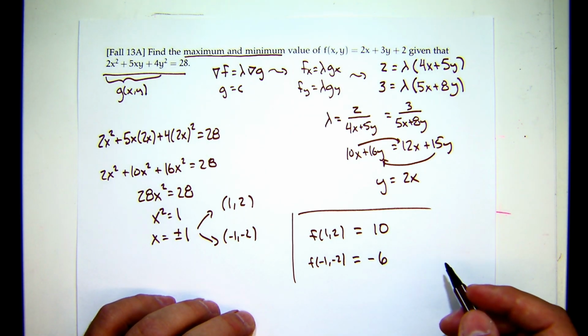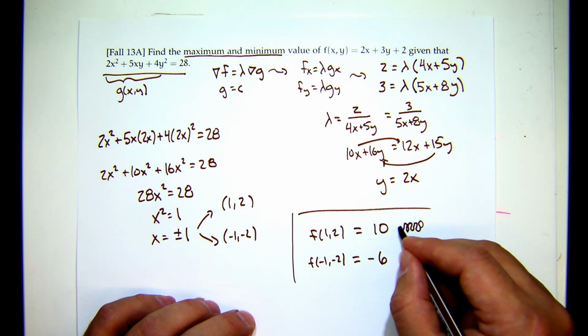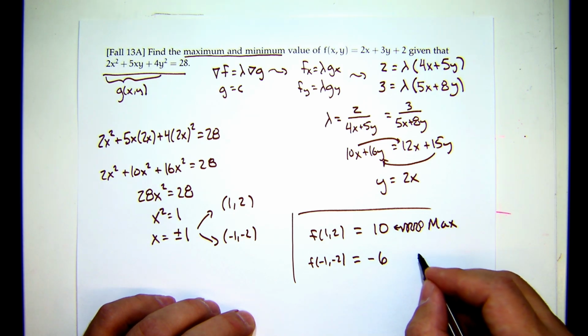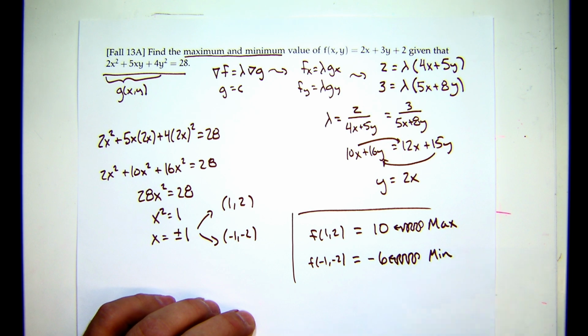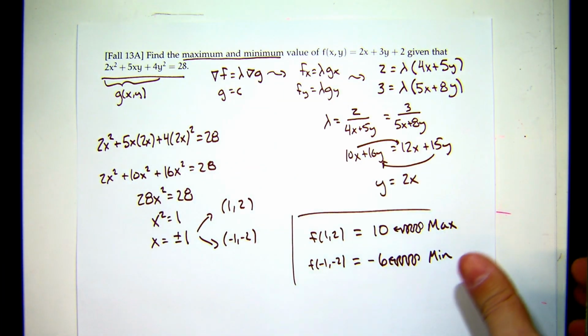What is 10? Yes, that's the max. What is negative 6? That's right. That's the min. So there we go. Max, min. Done. We found the max and min value. Okay, good. We're doing great on time.